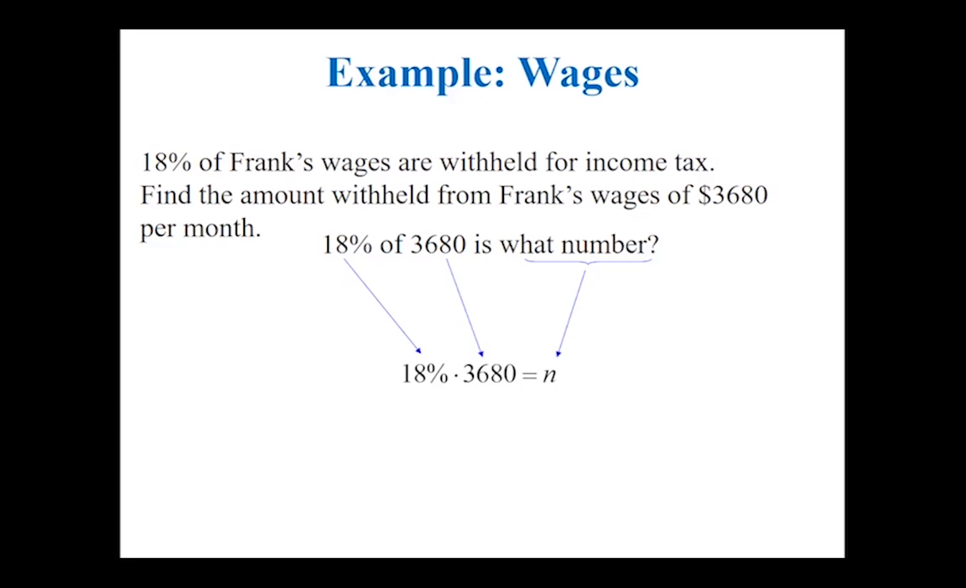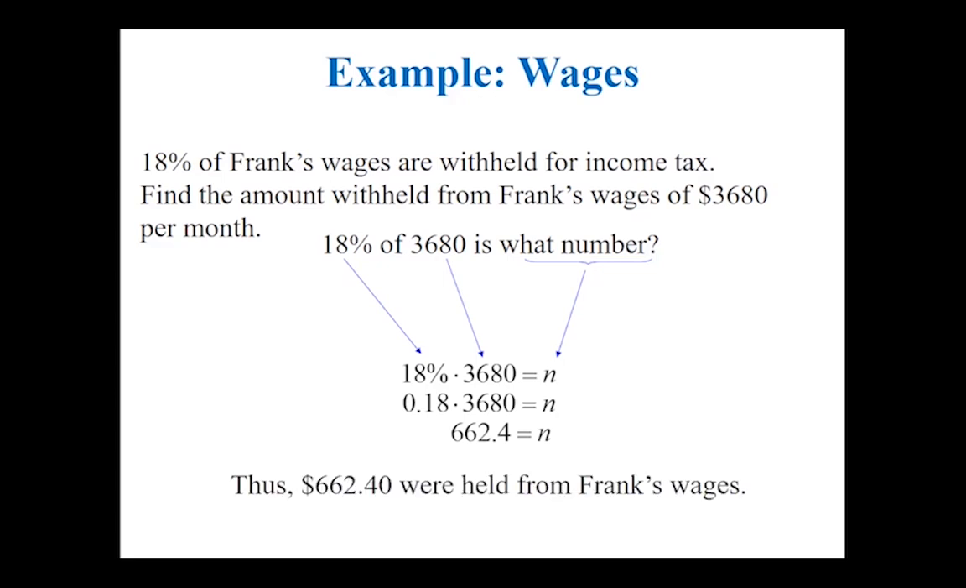We can't do math like that with the percent, so percent becomes decimal. 0.18 times 3,680 equals n. 0.18 times 3,680 is 662.4. So that is our unknown number. $662.40 were withheld from Frank's wages for income tax, 18%.